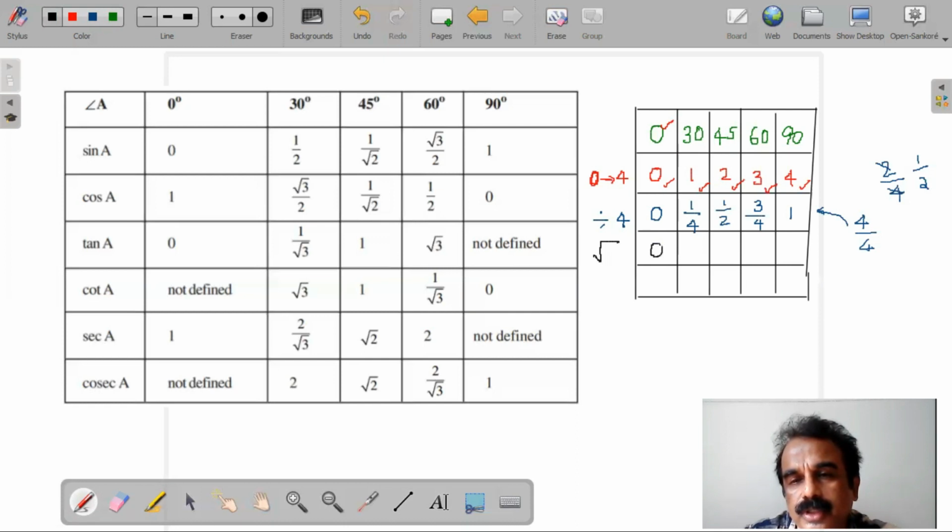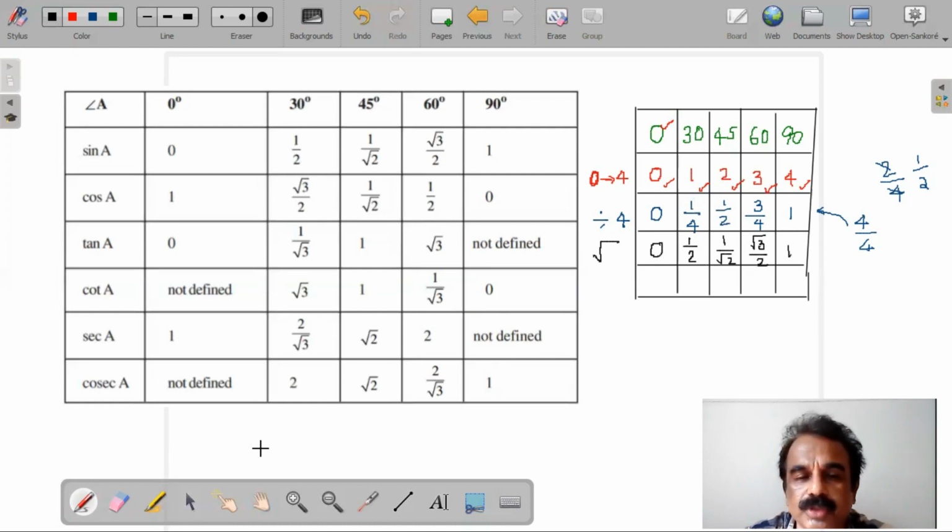The square root of 0 is 0. The square root of 1 is 1. The square root of 4, you get it exactly as 2. Here, the square root of 1 is 1. The square root of 2 is root 2, because we don't have an exact value of root 2. Similarly, in the fourth row, fourth column, the square root of 3 is root 3. The square root of 4 is 2. The square root of 1 is 1.